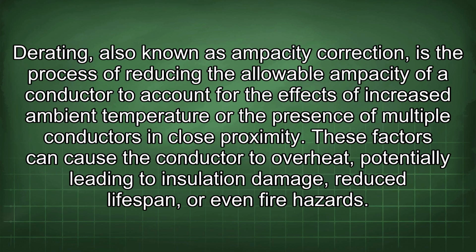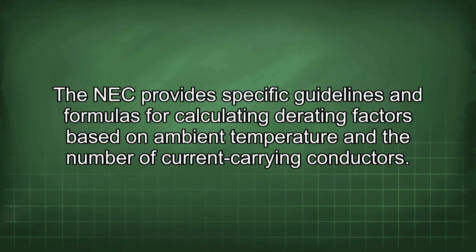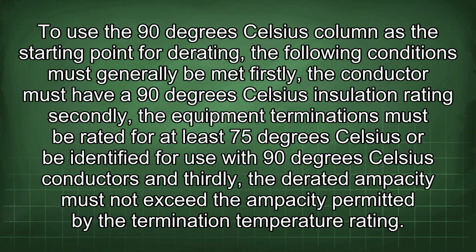Derating, also known as ampacity correction, is a process of reducing the allowable ampacity of a conductor to account for the effects of increased ambient temperature or the presence of multiple conductors in close proximity. These factors can cause the conductor to overheat, potentially leading to insulation damage, reduced lifespan, or even fire hazards. The NEC provides specific guidelines and formulas for calculating derating factors based on ambient temperature and the number of current-carrying conductors.